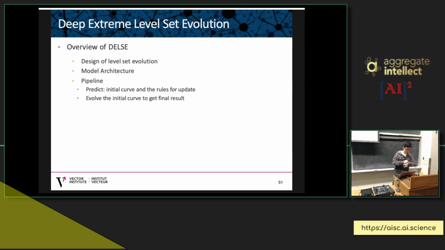So basically, we need a design of level set evolution, and we need to have some energy that works well with deep learning. And the model architecture is like that. So the final pipeline is we first predict an initial curve and the parameters used for level set evolution. And then we evolve the initial curve to get the final result.